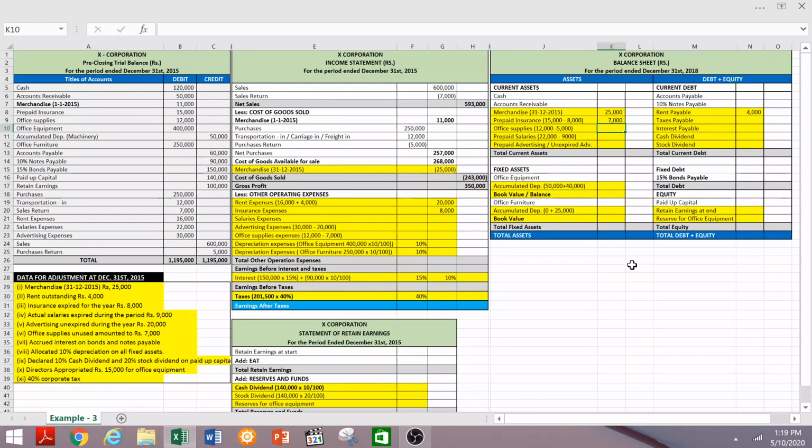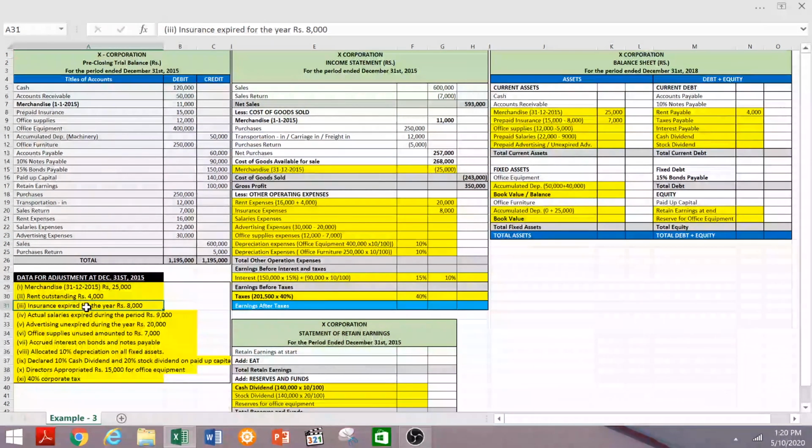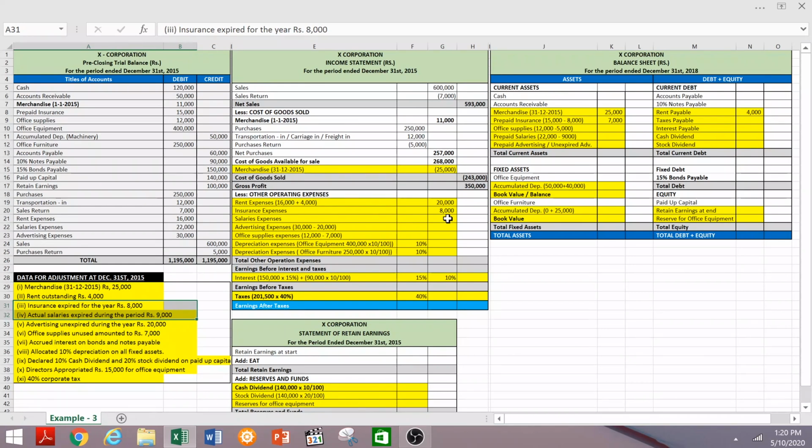The next transaction is about the actual salaries expired. Again, as we can see, the expired amount or the expense is already given to us, which is equal to 9,000. So I directly have to copy the amount of expense in the income statement, because the information given in the adjusting data is accurate and reliable. We assume it actually.